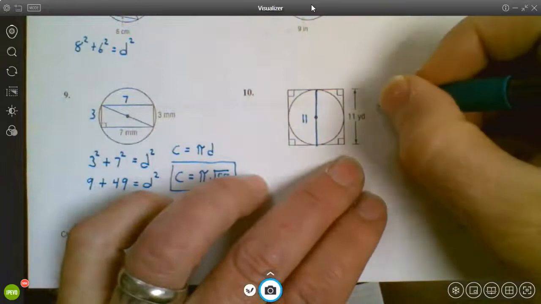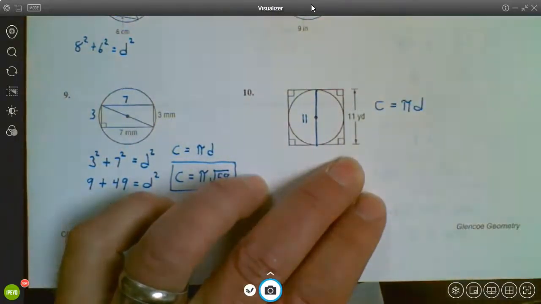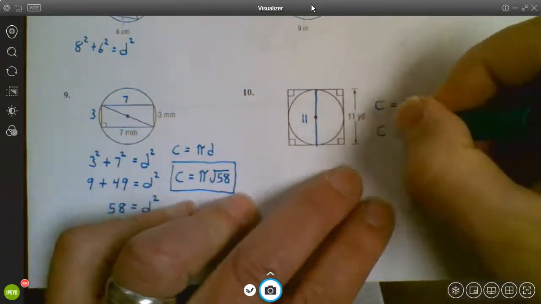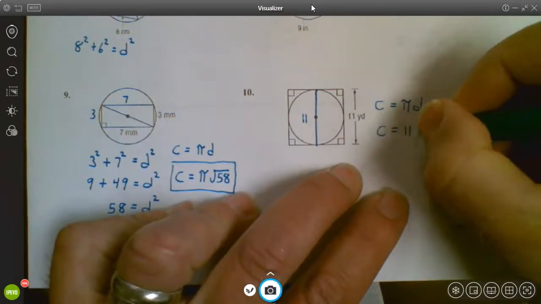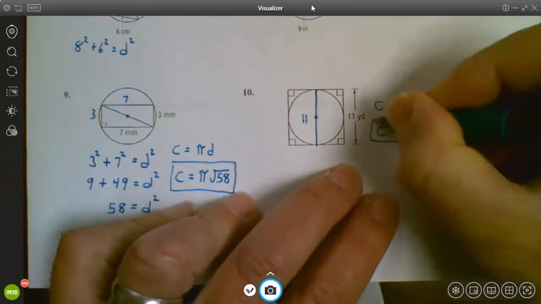So in this case, again, here is our formula. We can now replace our diameter with 11. And because this one specifically said an exact answer, we're going to stop there.